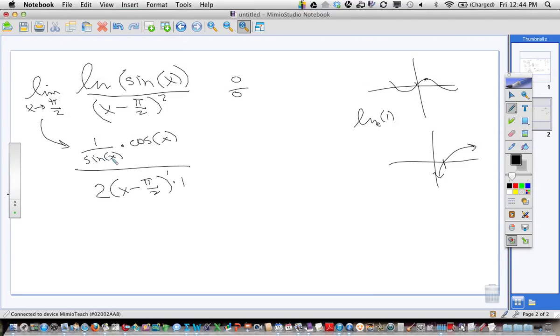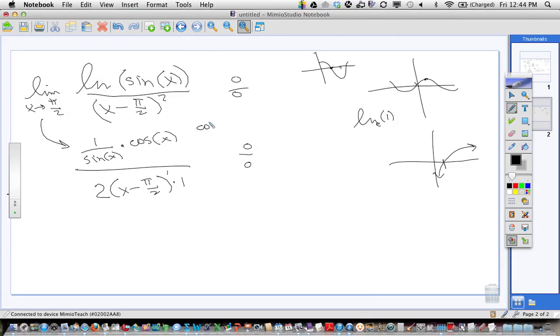So what's sine of pi halves? 1. Cosine of pi halves? Cosine of pi halves is 0. So 1 times 0 is 0. Put in pi halves here. Pi halves minus pi halves is 0. We do it again. So we need to go one more time. So now what do I got here? I got cosine over sine.